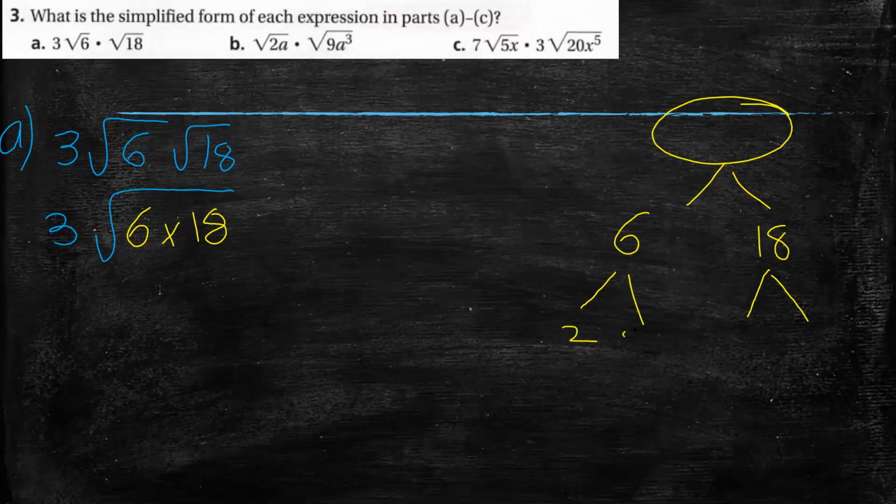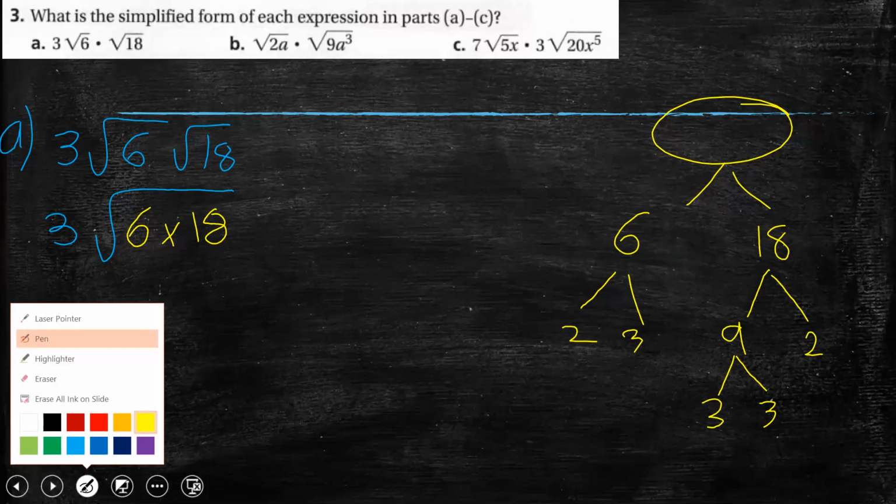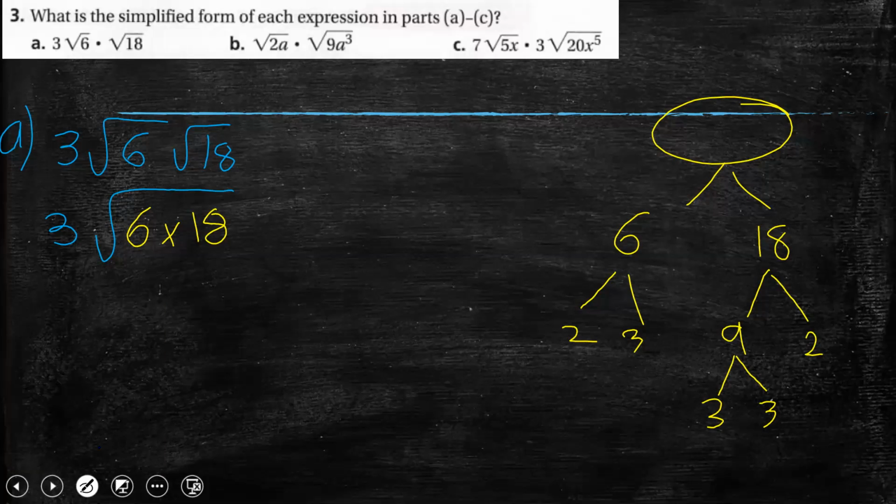For 6 we have 2 and 3. For 18, what did we have? 9 and 2, exactly. Look here: 3 here, 9 here. What did we have? 3 and 3. Is it right? I want you now to give me the two numbers that are repeated. We have 3 and 3, and 2 and 2. And this 3, keep it alone.